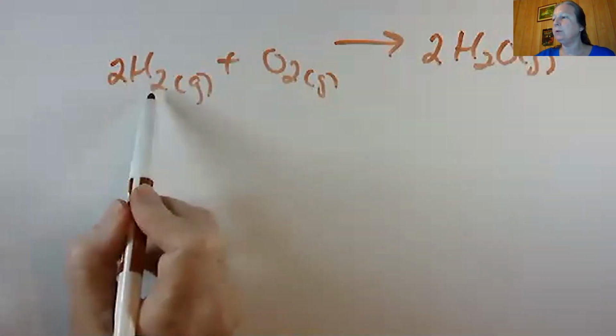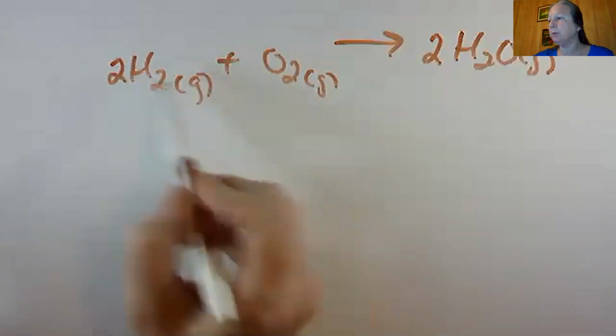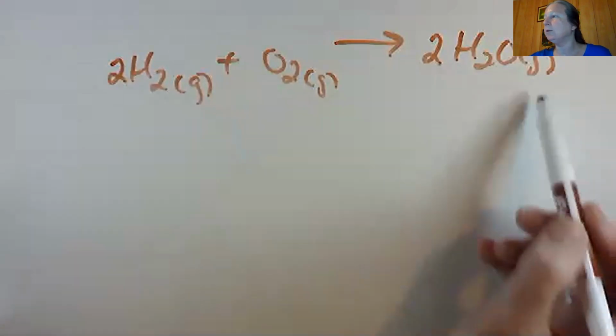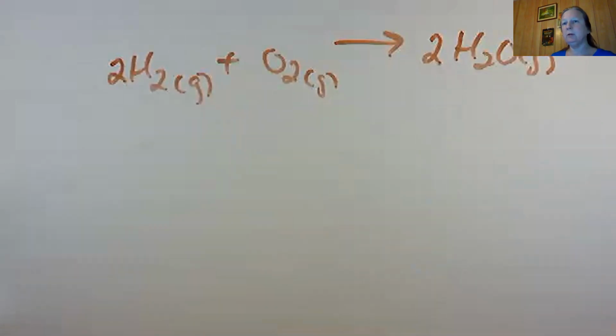So now you double check. I have 4 hydrogen atoms on this side, 2 times 2, 2 times 2 here. So I have 4 and I have 2 oxygen. So now it's balanced. That's a completed equation.